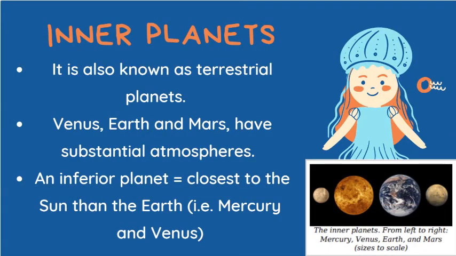The 4 inner or terrestrial planets have dense, rocky compositions, few or no moons, and no ring systems. 3 of the 4 inner planets, Venus, Earth, and Mars, have substantial atmospheres. All have impact craters and tectonic surface features such as rift valleys and volcanoes. The term inner planet should not be confused with an inferior planet, which designates those planets which are closer to the Sun than Earth, which are Mercury and Venus.